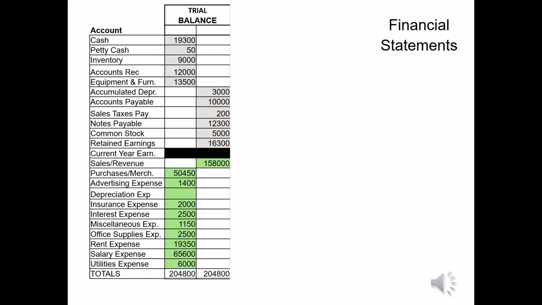The trial balance shows debit normal balances on the left and normal credit balances on the right. We'll talk a lot about that. You can also see that the trial balance balances. That means that the left column totals up to the same number as the right-hand column. We take these numbers and we use different accounts for different reports.